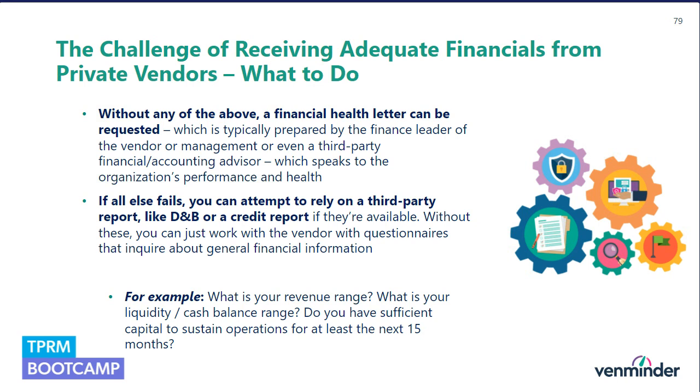You can then also ask these vendors some simple questions via email or on a telephonic presentation, or even request that you meet with them on site to just go through some of your questions as it pertains to the financial health reviews. Some examples of those questions can be, what is your revenue range? What is your liquidity and cash balance? And do you have sufficient capital to sustain operations for at least the next 15 months, which is typically also known as a going concern opinion that's present in audited reports for financials?